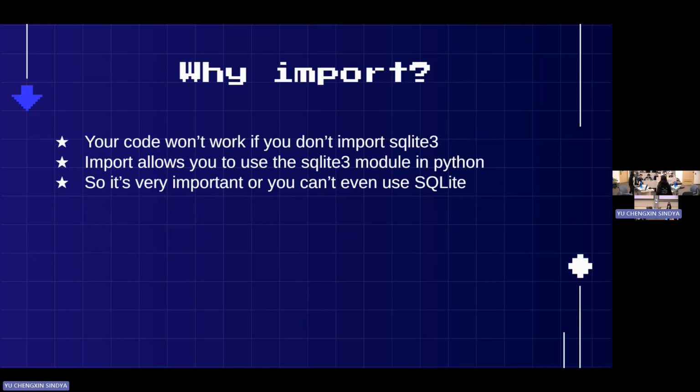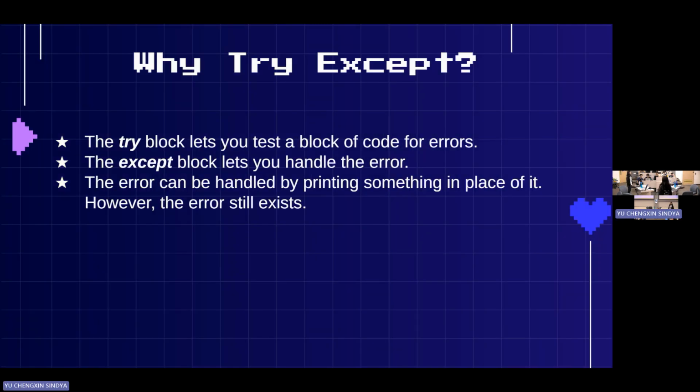Okay, let's start. So why import? Your code won't work if you don't import. This is the very basic thing. Import allows you to use the SQLite 3 module in Python. So it's very important. You can't even use SQLite without it. And why try except? The try block lets you test a block of code for errors, and the except block lets you handle the error.